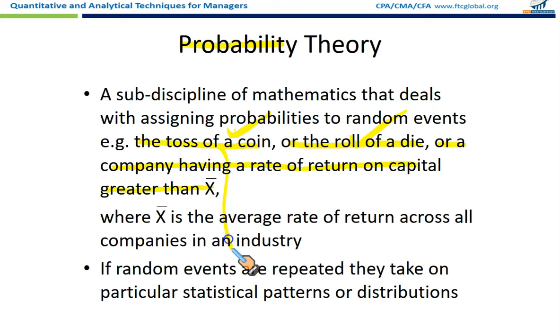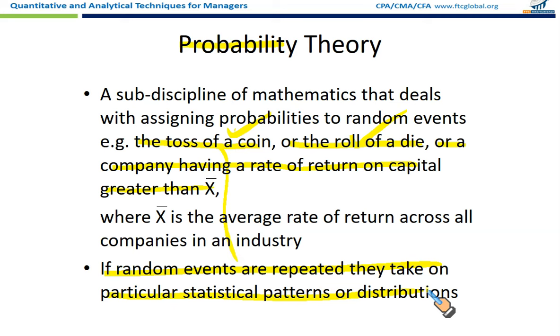So if a coin is tossed repeatedly, it will take a particular statistical pattern, and that's what you call the probability distribution. Or a die is rolled a number of times, we get a probability distribution of getting a 1 or 2 or 3 or 4 or 5 or 6.